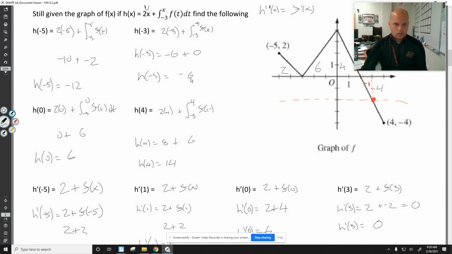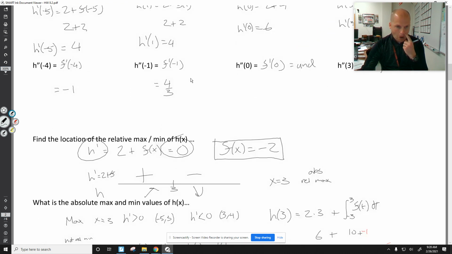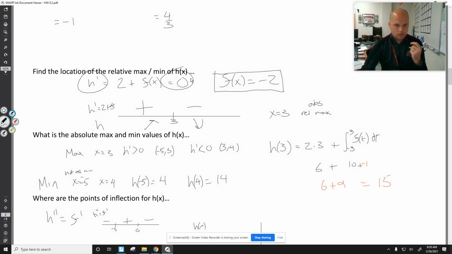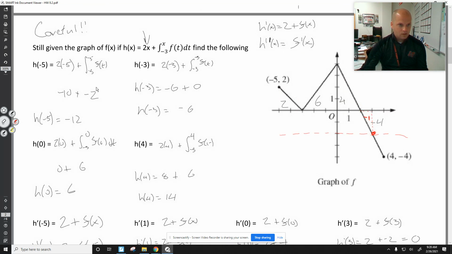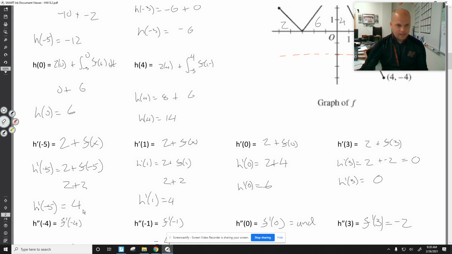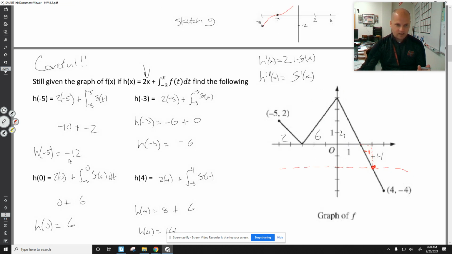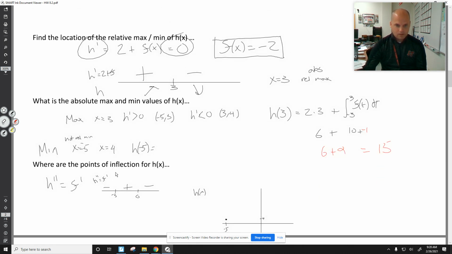Hold on a second. What did I mess up on? Oh, I totally screwed up earlier. Sorry. I don't start at 4. The h of -5 I found earlier was not 4. That was h prime of -5. H of -5 was -12. My bad. I start all the way down at -12.